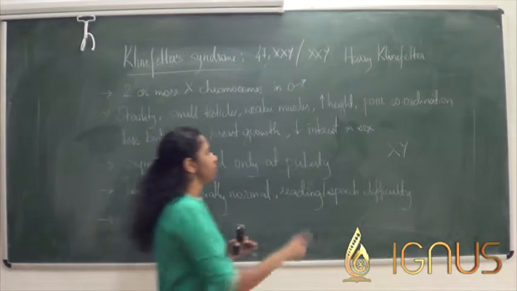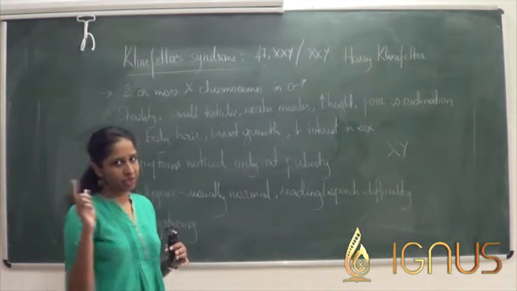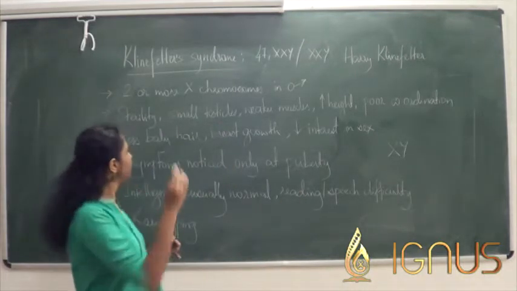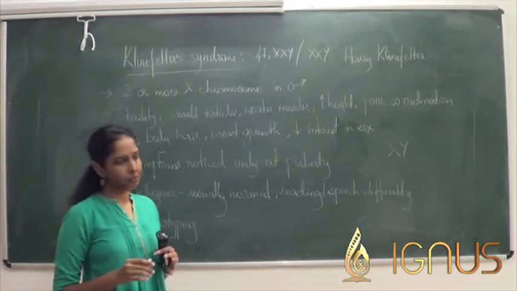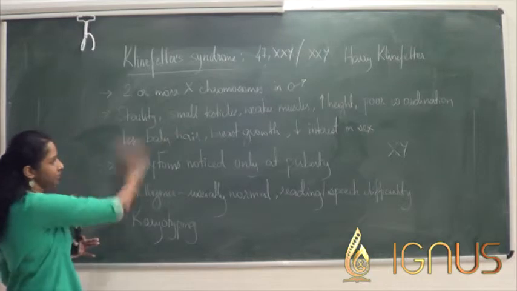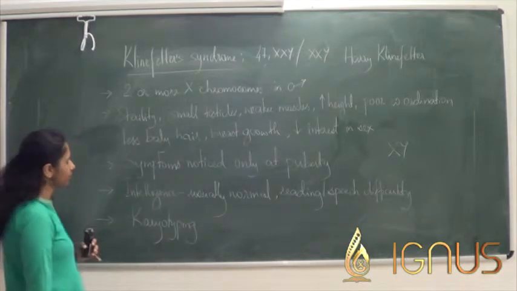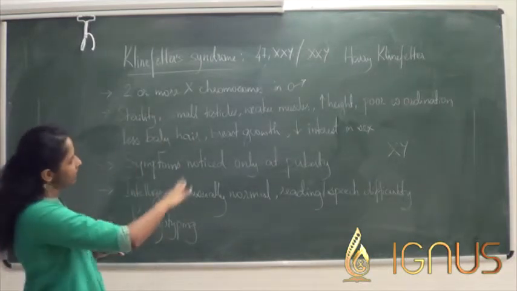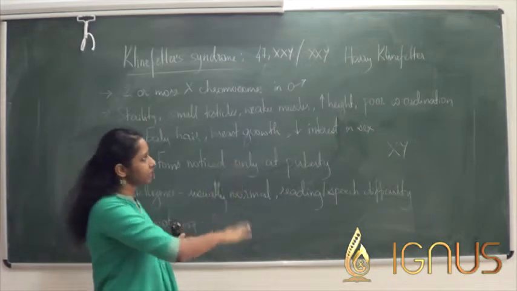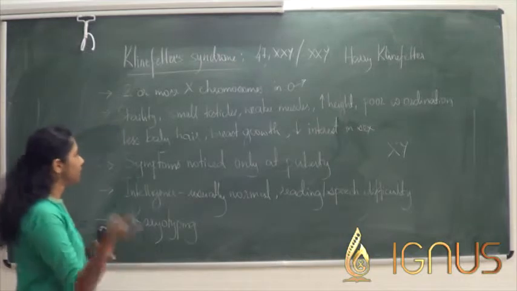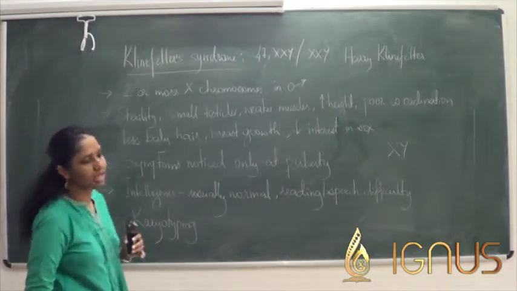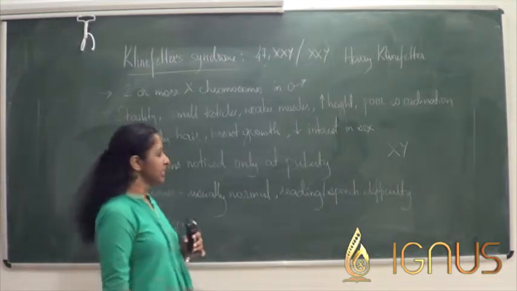But if there are 2 or more X chromosomes, then that male will be suffering from Klinefelter syndrome. Now Klinefelter syndrome has all of these symptoms, which would be sterility, small testicles, weaker muscle, greater height, poor coordination, less body hair, breast growth, and a decreased interest in sex.